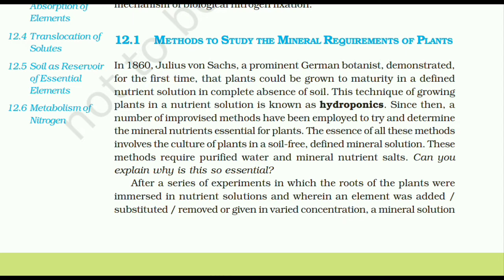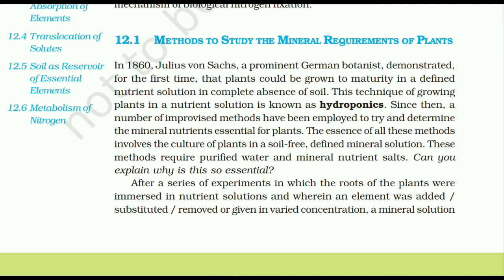Since then, a number of improvised methods have been employed to try and determine the mineral nutrients essential for plants. The essence of all these methods involves the culture of plants in soil-free, defined mineral solution. These methods require purified water and mineral nutrient salts. Can you explain why this is so essential?